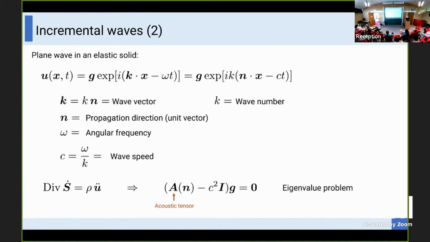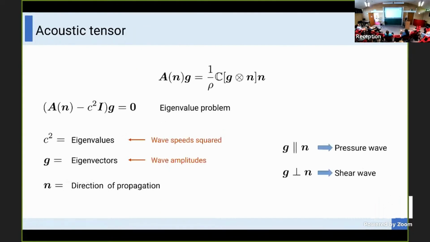Okay, and the acoustic tensor is related to the tangent constitutive operator through this equation here, and it is clearly seen from the eigenvalue problem that the eigenvalues of the acoustic tensor are the wave speed squared, and the eigenvectors G are the wave amplitudes or polarizations of the wave, so that if G is parallel to n, we have a pressure wave, and if G is orthogonal to n, we have a shear wave.